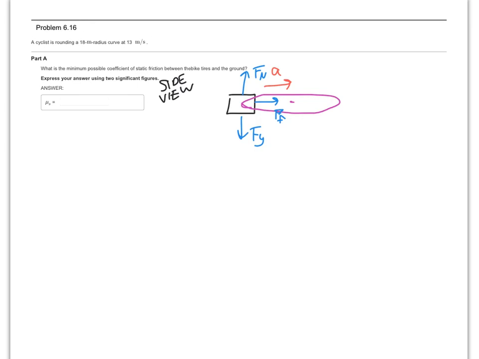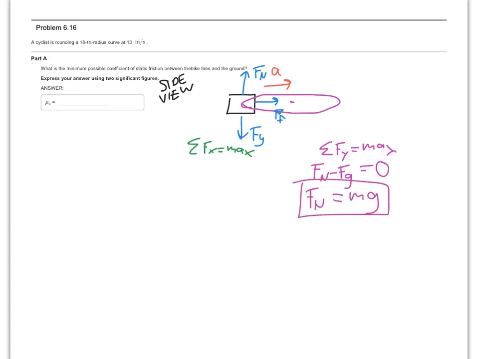So now I can go ahead and set up max and may. So in the y direction, I have the normal force and the force of gravity, so Fn minus Fg, and that's going to be equal to 0 because it's not accelerating vertically. So that means that my normal force is just going to be equal to mg. I don't know the mass of the bike in this case, so I'm just going to leave that like it is. In the x direction, we have that force of friction, and that's going to be equal to m times my acceleration for an object moving in a circle, which is v squared over r, right? I always know that's my acceleration when I'm moving in a circle.